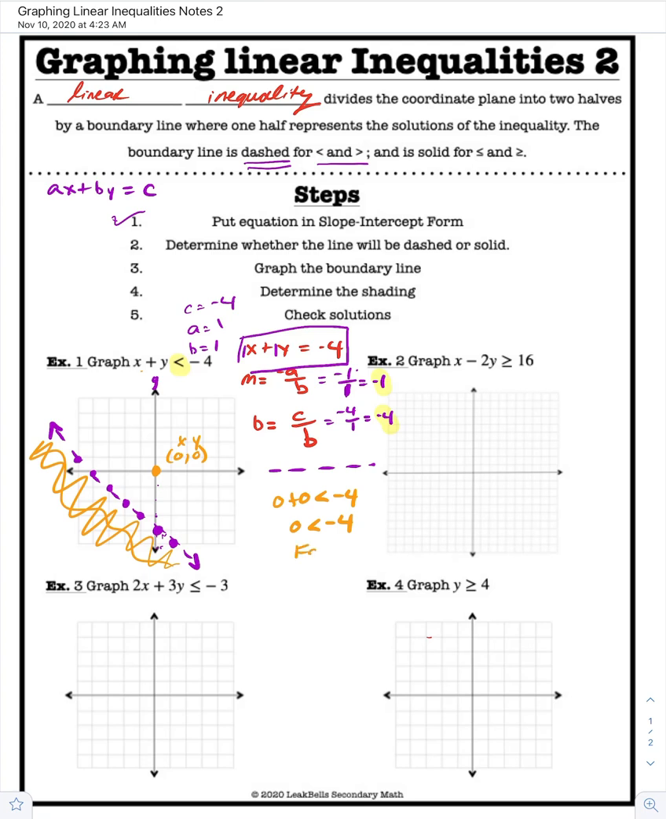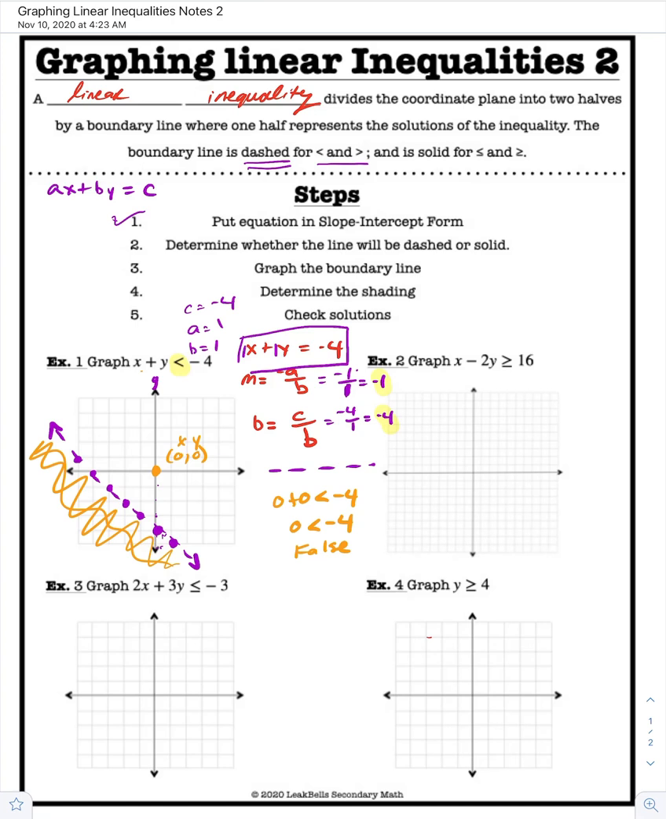The answer is no. So this is a false statement, right? And we shade on the other side, which is what we already did. So that's how we know that we shaded correctly. All right, we're done with example 1. All right, let's do example 2.